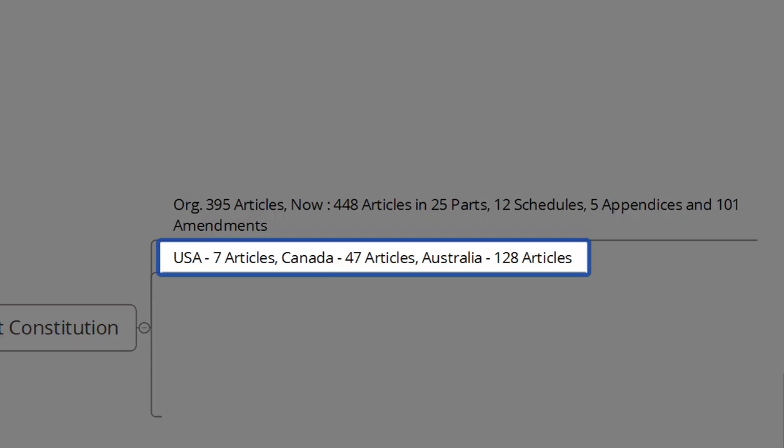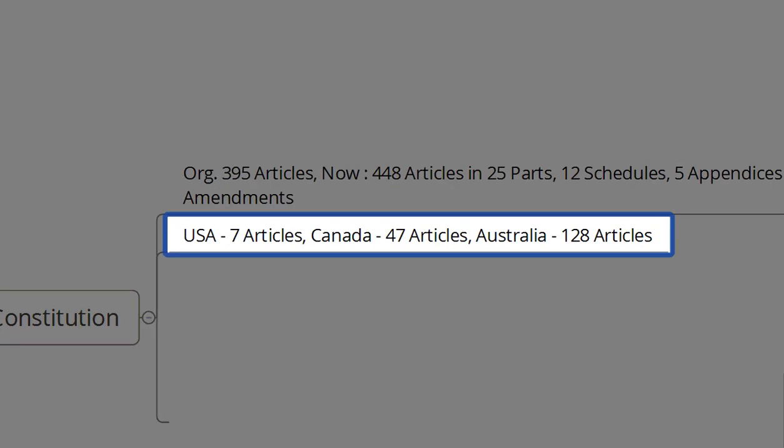If we compare our constitution with other countries, the US has 7 articles, Canada has 47 articles, and Australia has 128 articles. But our constitution as of now has 448 articles, and thereby, with no doubt, it is the lengthiest constitution in the world.